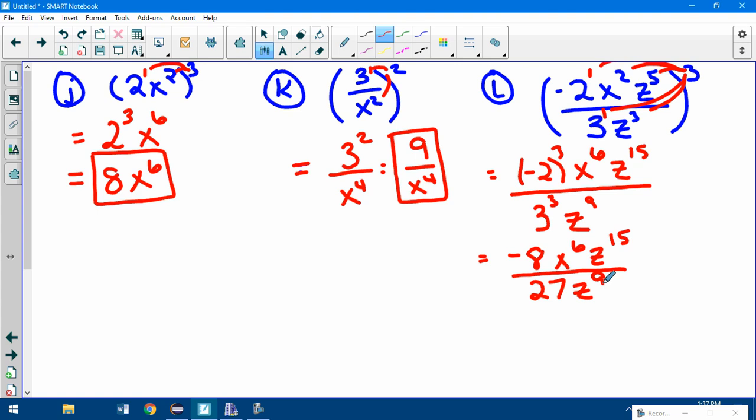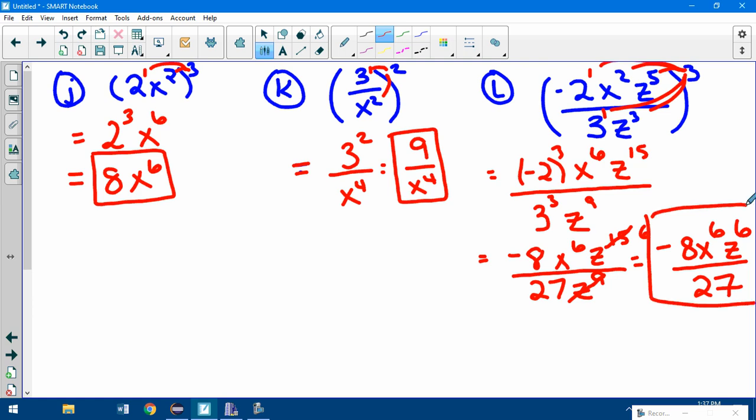Anything else? Cancel those z's. We got 9 of them on the bottom. Those are all going to cancel out. How many will be left on top? 6. So negative 8, x to the 6th, z to the 6th, all over 27.